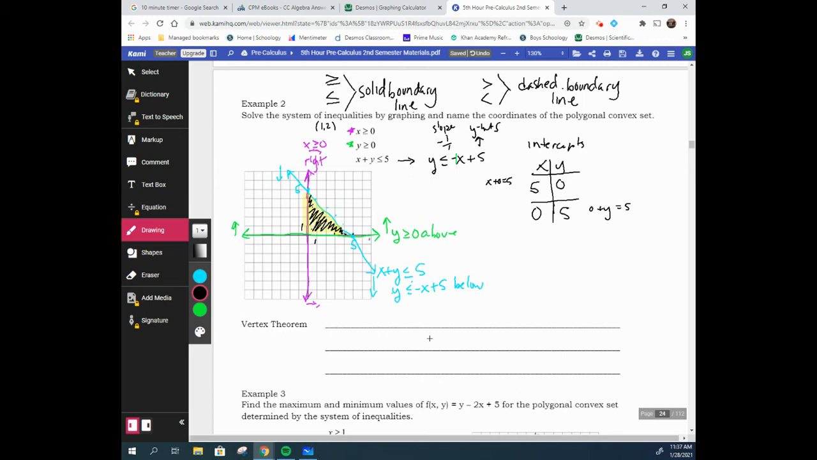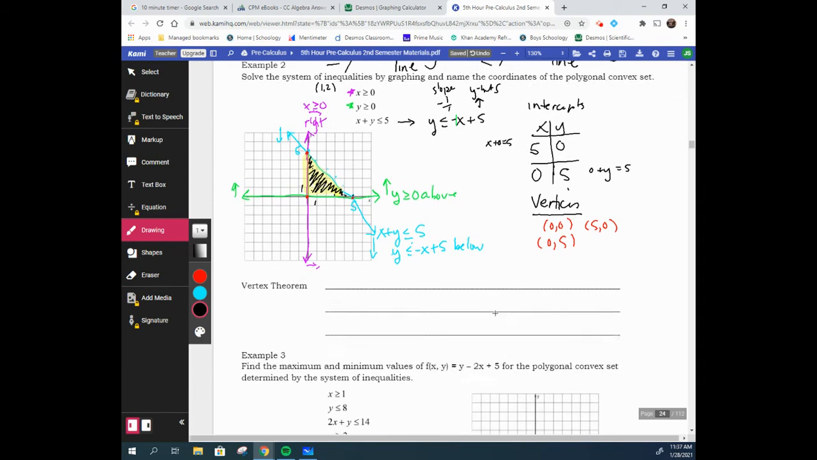Okay, this also asked us to find the vertices of our polygonal region, which would be the corners of this triangle. So here, here, and here. At 0, 0, 0, 5, and 5, 0.